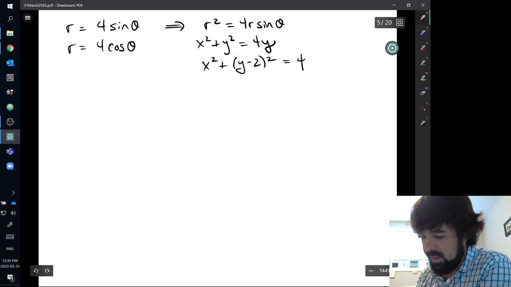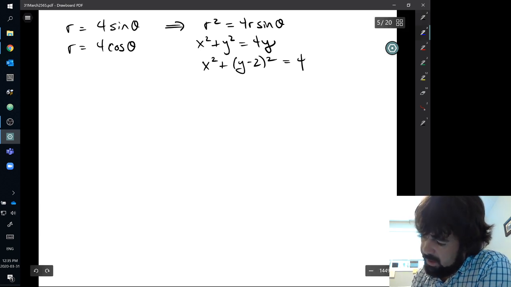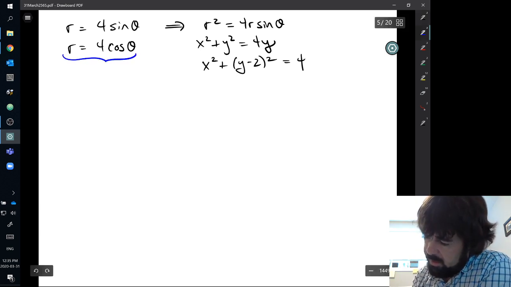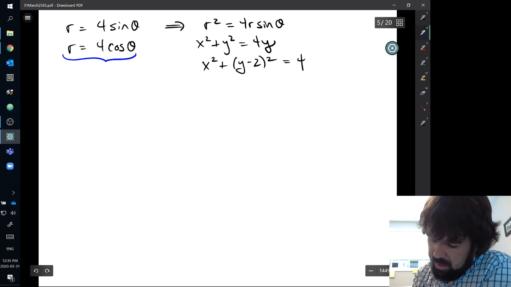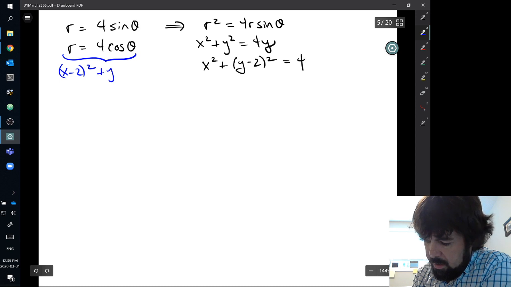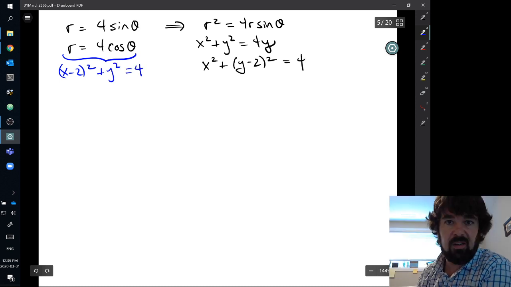Now, if I bring that 4y over and I complete the square, I can rewrite it like that. Similarly, this equation here is x minus 2 squared plus y squared is equal to 4, if you convert to rectangular and then complete the square.